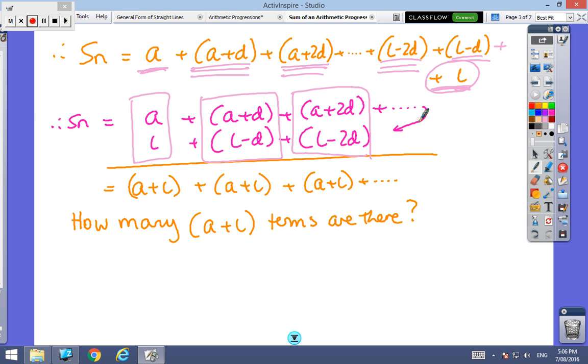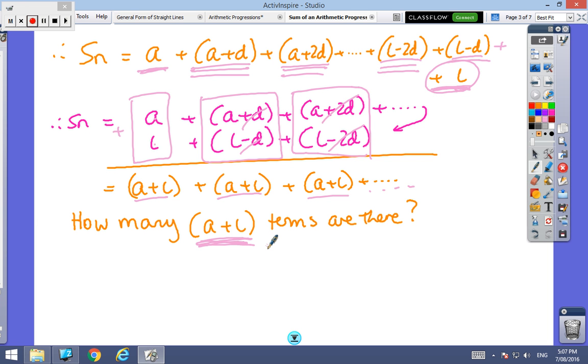And when you add those numbers together, you get A plus L. And when you add these numbers together, the D's cancel out, so you get A plus L. And when you add these numbers together, the two D's cancel out, and you get A plus L, plus ... So the question is, how many A plus L's do we have? Okay, I'll give you 20 seconds to think about it, and then come back.